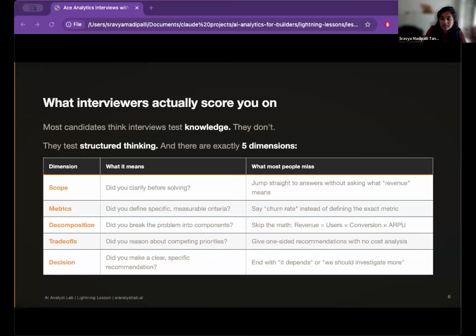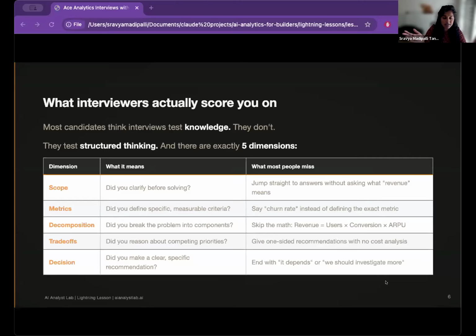These dimensions of structured thinking, the scope, the metric, the decomposition, the trade-offs, the decision, are the areas people generally miss. They just jump straight into answers. They do ask some clarifying questions, but just for the sake of it, because they're told to ask, and don't get into the depth of reasoning about the exact metrics to go after. And they skip the decomposition part, which metric trees cover.